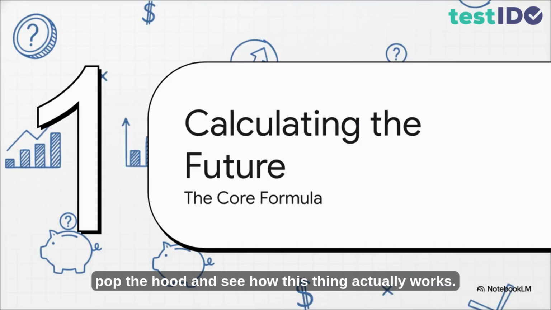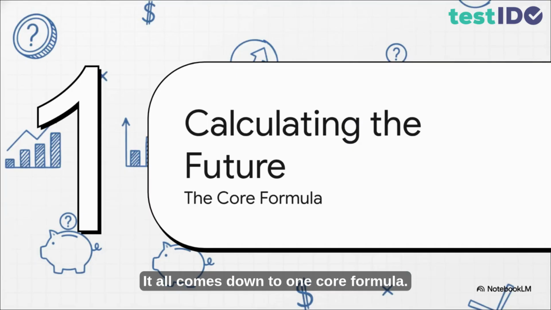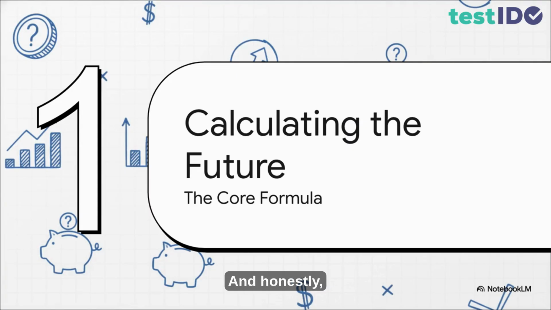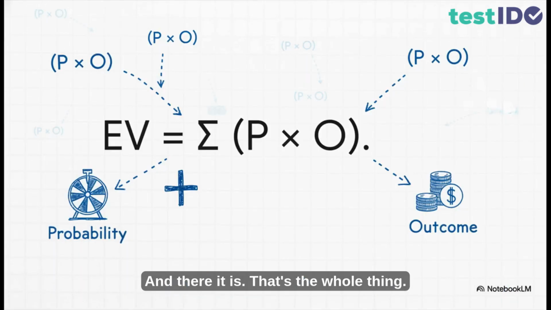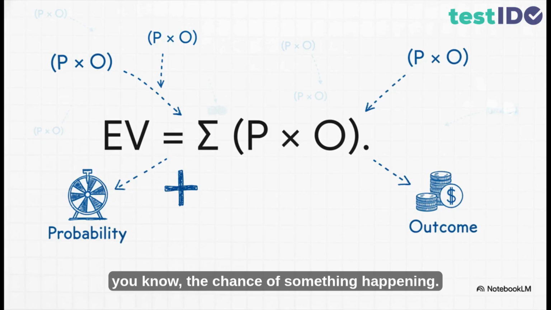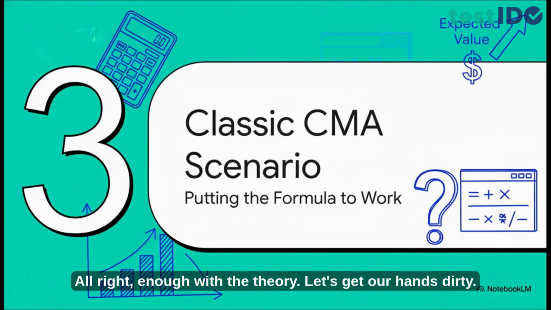Okay, let's pop the hood and see how this thing actually works. It all comes down to one core formula. And honestly, it looks way more intimidating than it actually is. It's super simple. And there it is. That's the whole thing. Expected value is just the sum of P times O. P stands for probability, the chance of something happening, and O stands for the outcome, what you get, profit or loss, if it does happen. Seriously, that's it. For every single possibility, you just multiply its probability by its outcome, and then you just add up all those little pieces. Simple as that.